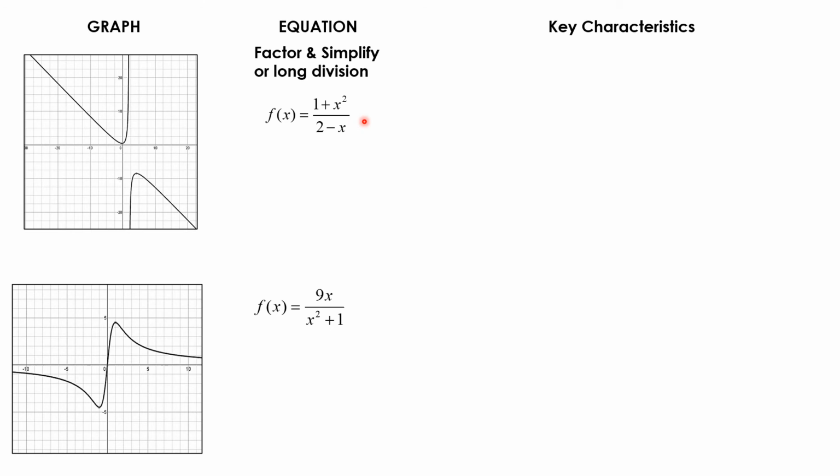So let's look at the restrictions. X cannot equal 2. So there's our first key characteristic, we have a vertical asymptote at x equals 2, and nothing canceled, so there's no holes. So let's look at the degrees. We did the vertical asymptote, now we want to talk about whether it's horizontal or oblique. It's going to be one or the other. You're not going to have both. So let's talk about our degrees.